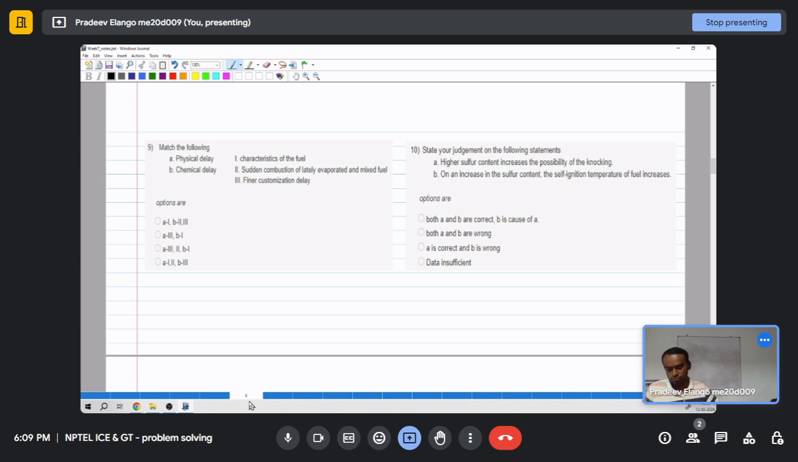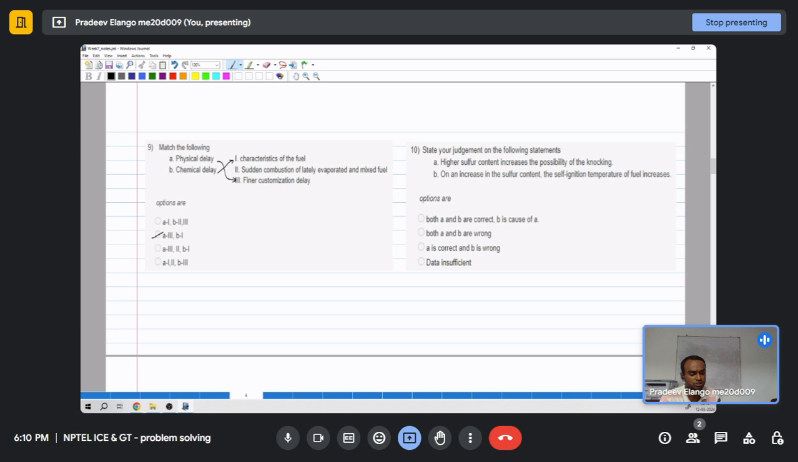Match the following: physical delay and chemical delay, characteristics of the fuel, sudden combustion of lately evaporated and mixed fuel, finer atomization delay. B is right. Physical delay is finer atomization delay, and chemical delay is characteristics of the fuel.